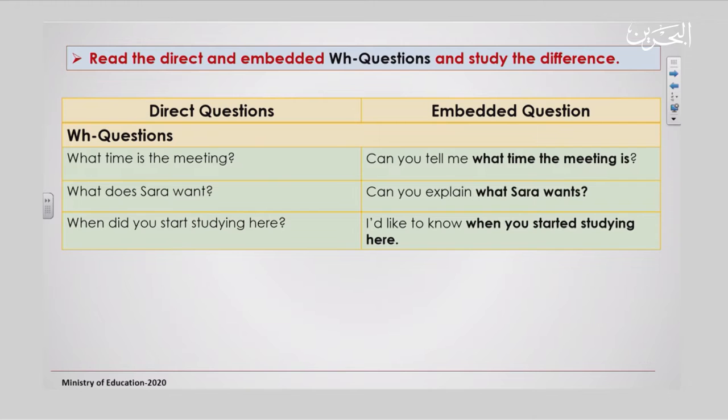We have examples here of WH questions, and we're going to read the direct and embedded questions and see what the difference is between them. So what is the direct WH question, and what is the embedded WH question? I will give you 1 minute to read it, and then we're going to discuss it.